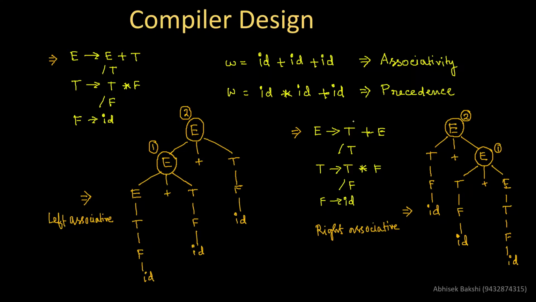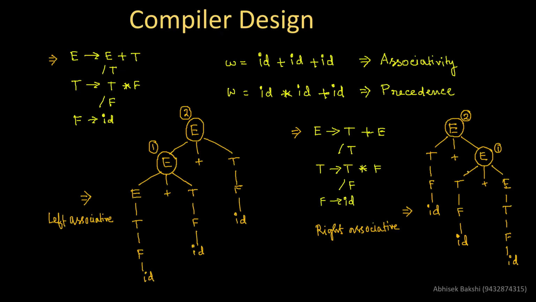So whether your plus is left associative or right associative will entirely depend upon whether the left hand side character is present on the left of plus or on the right of plus. You see, E is present on the left of plus, that's why it becomes left associative. In the next production rule here, E is present on the right of plus, that's why it becomes right associative. Ultimately I can see the result. So in this way you can understand the associativity.